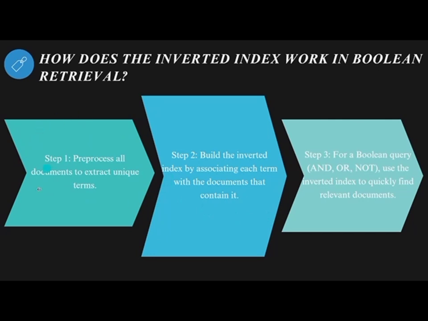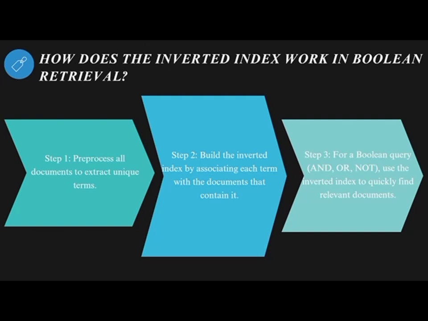So how does the inverted index work in Boolean retrieval? The first process is pre-processing. All the documents are analyzed to extract the unique terms. This is the pre-processing phase where the system identifies all the distinct terms in the documents. The second step is building the inverted index by associating each term with the documents. After identifying the unique terms, the inverted index is created, and each term is linked to the documents that contain it.